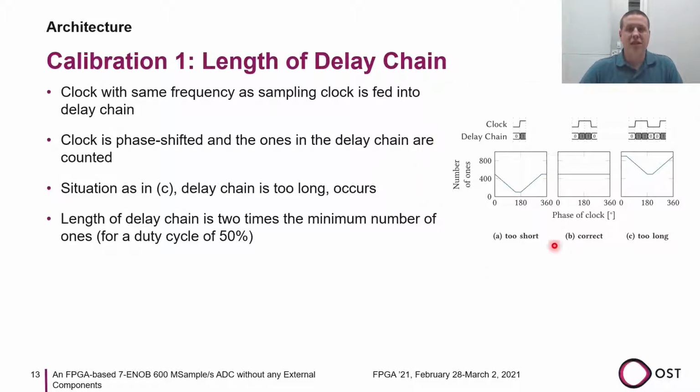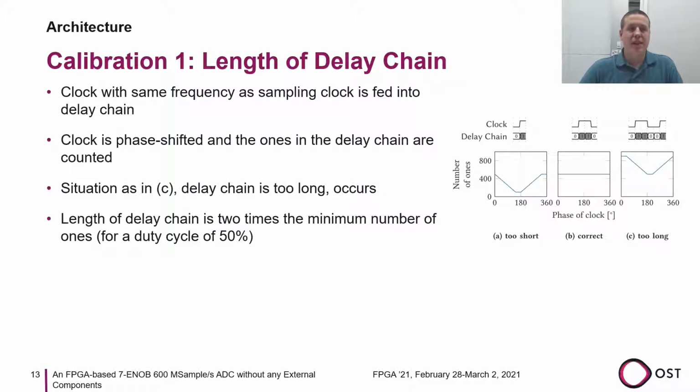Situation A occurs if the delay chain is too short. For certain clock phases, a part of the high phase is lost, and therefore the number of ones is too low. If the delay chain has the correct length, a situation as in B arises. As there is always one full clock period in the chain, the number of counted ones is constant. On the other hand, if the delay chain is too long, situation C occurs. In this situation, the high phase of the clock appears twice in the delay chain, and hence the number of counted ones is too high.